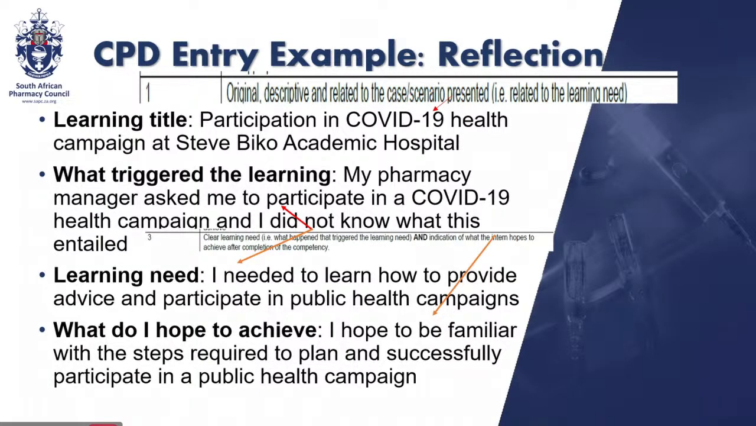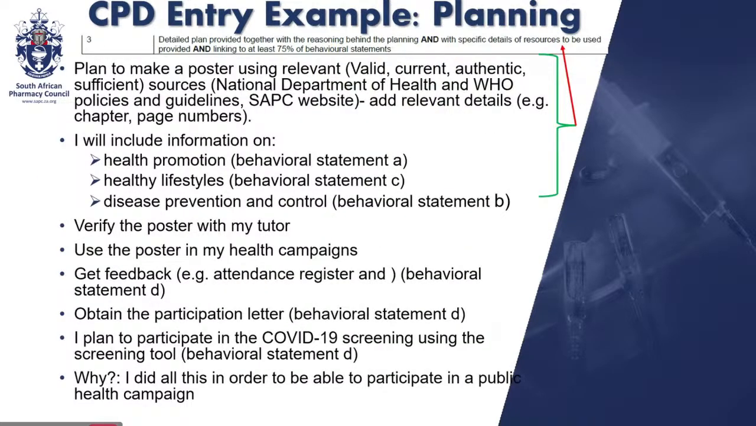And then I hope to be familiar with the steps required to plan and successfully participate in a public health campaign. So there's a clear learning need and an indication of what you as an intern hope to achieve after you have completed the competency. If we move on to the planning, remember, this is just an example. This is not what you should put in if you do 1.1. This is just, for this example, a guideline on what can be provided.